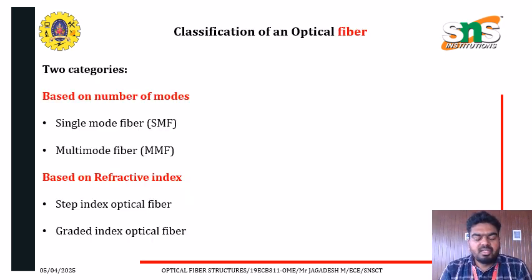The next thing is classification of optical fiber. Here we have two classifications, two categories. One is based on the number of modes, and another is based on refractive index. Based on the number of modes, we have two types: single mode fiber, that is SMF, and multi-mode fiber. Based on refractive index, we have two classifications: step index optical fiber and graded index optical fiber.